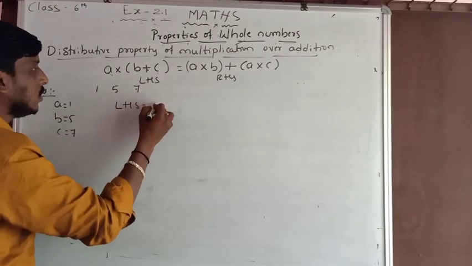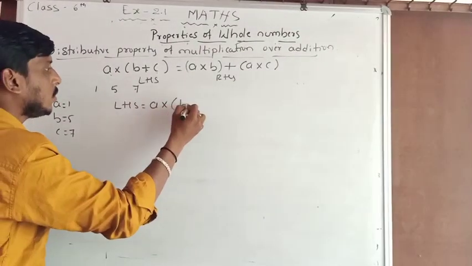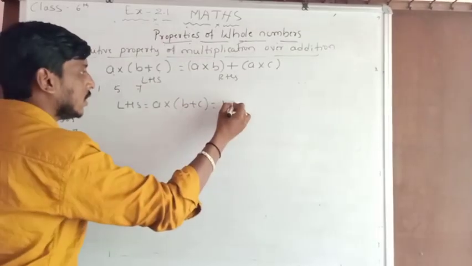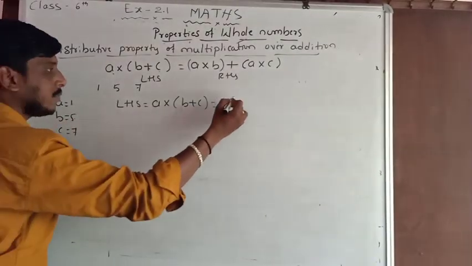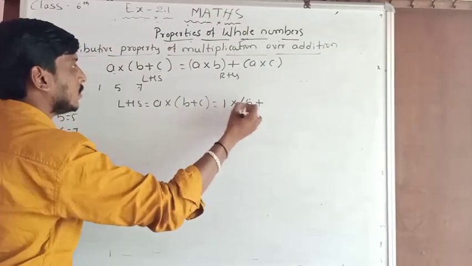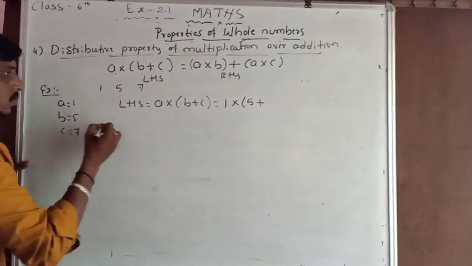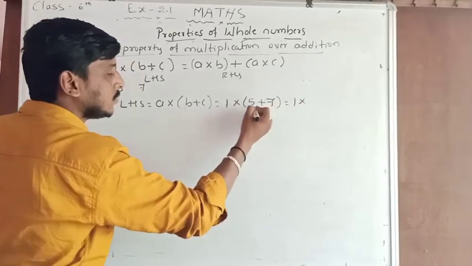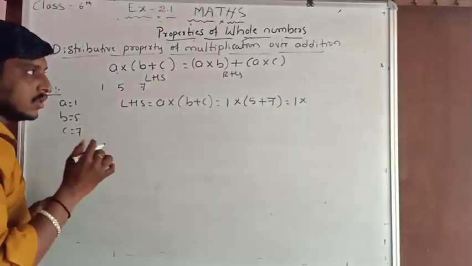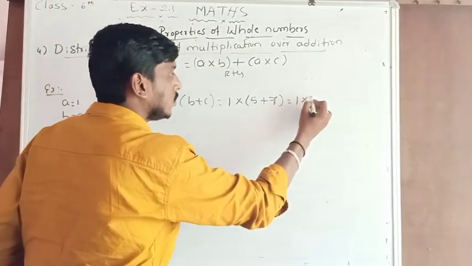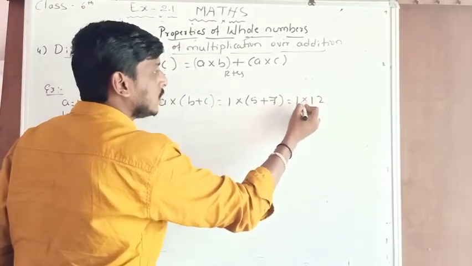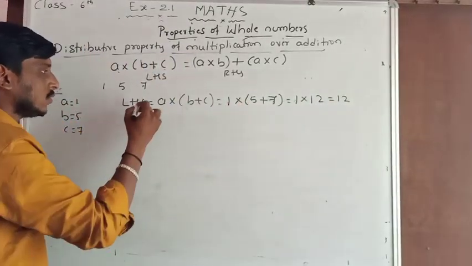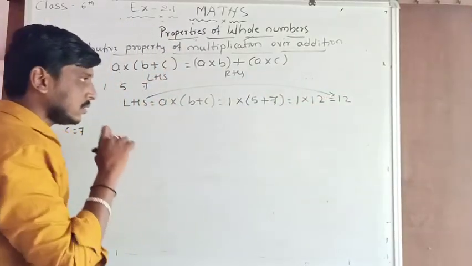What is the LHS value? A × (B + C). A value is 1, so 1 ×, B value is 5, plus, and C value is 7. Always first calculate the bracket value. So 5 plus 7 is 12. Now between the two, the operation is multiplication. 1 × 12 is 12 itself. Finally you got the answer. LHS value is 12.